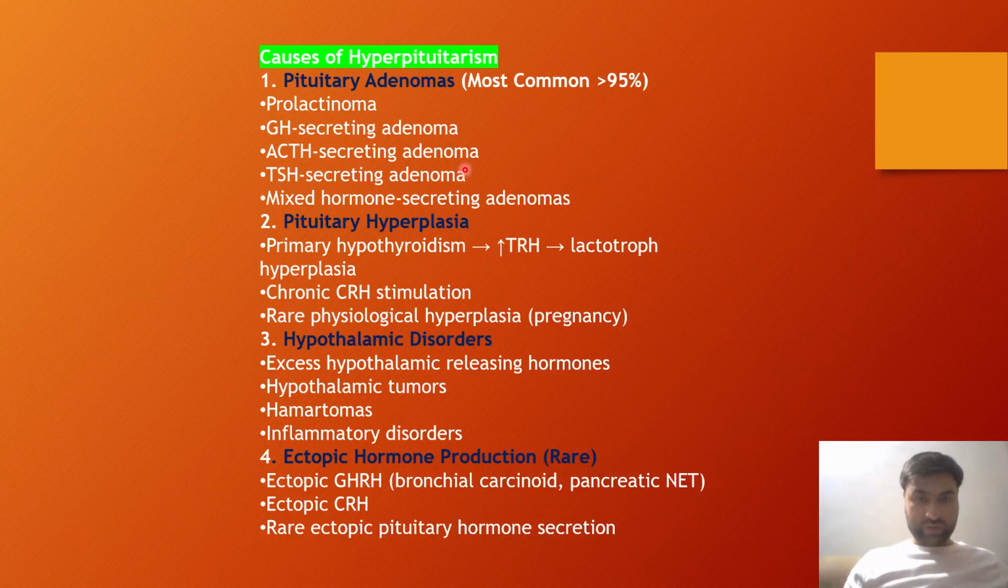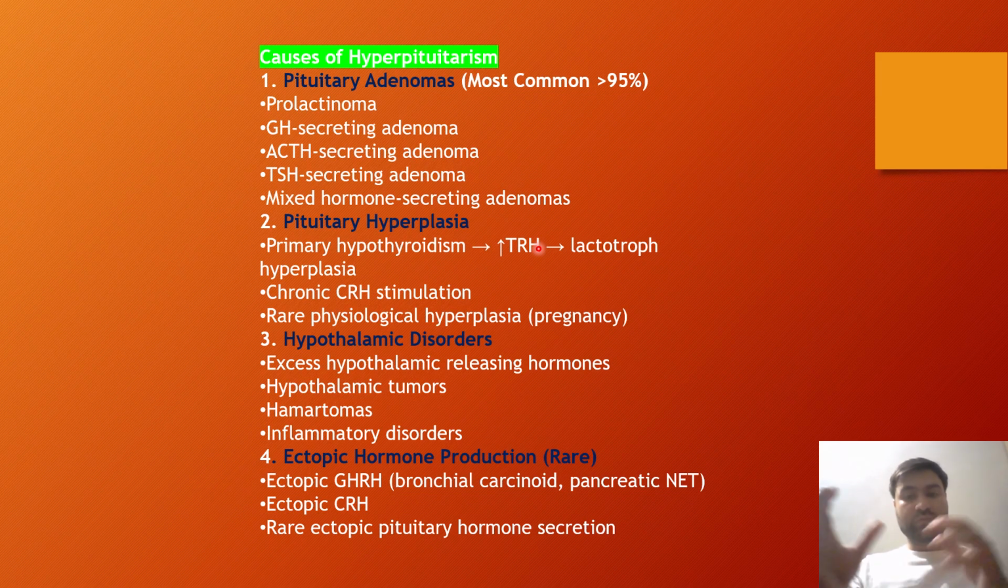can lead to features of hyperpituitarism. Then pituitary hyperplasia, for example, in case of deficiency of thyroid hormones, there is increased production of thyrotropin releasing hormone from the hypothalamus. And the hypothalamus, when it produces this thyrotropin releasing hormone, leads to stimulation of prolactin producing cells, that is lactotrophs, and as a result lactotroph hyperplasia occurs.